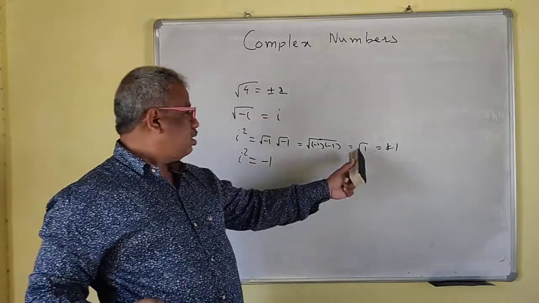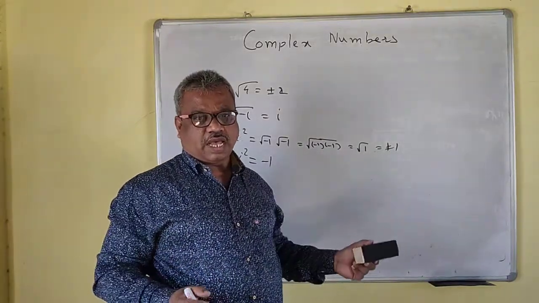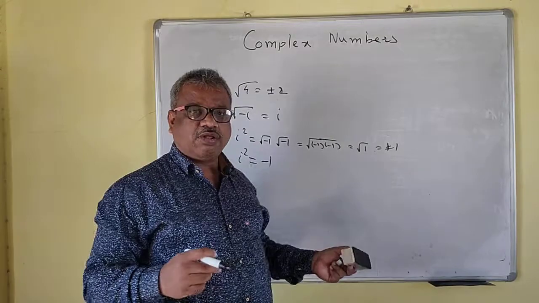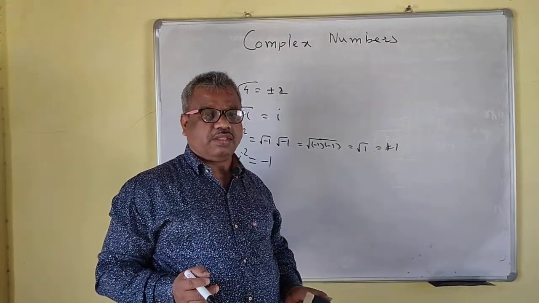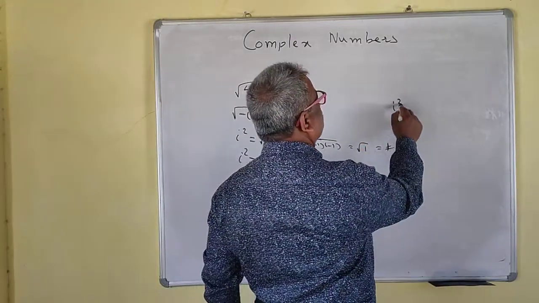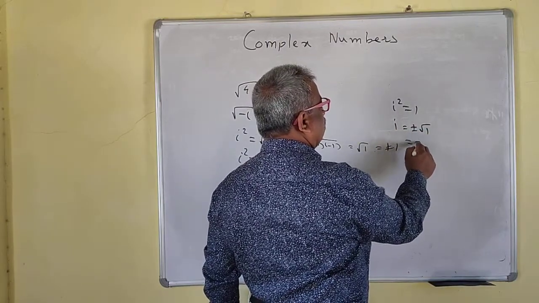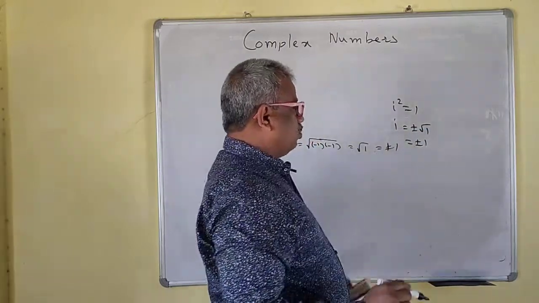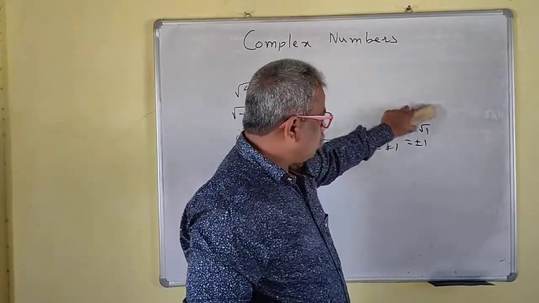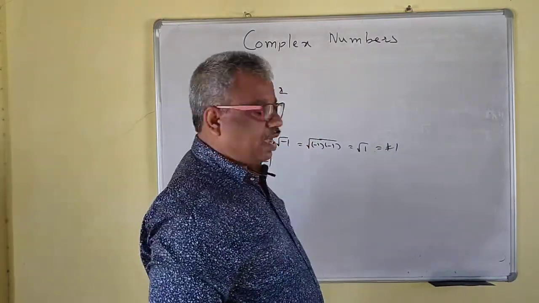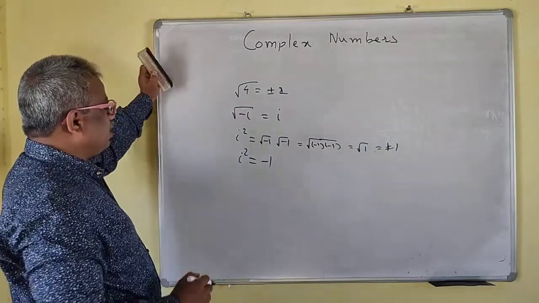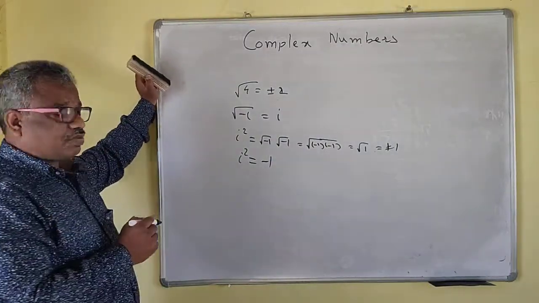If you take i squared as 1, then the value of i will be plus or minus 1 again, because i squared is 1 means i is plus or minus root 1, that is plus or minus 1. So it is not true. That means i squared must be minus 1. So i squared is minus 1.